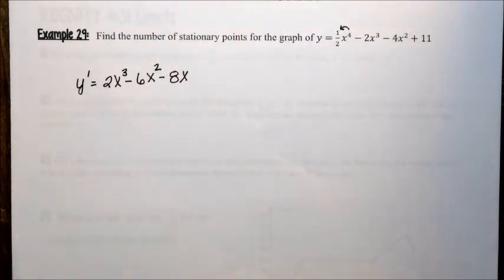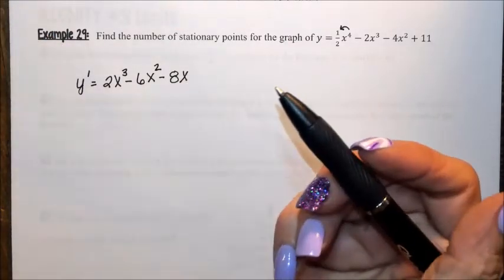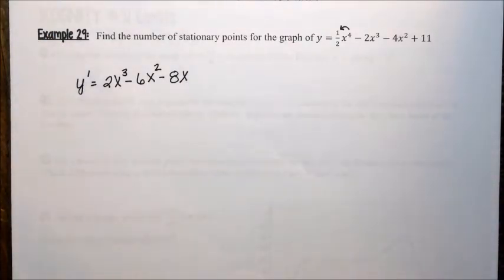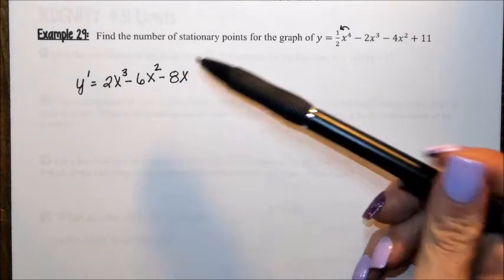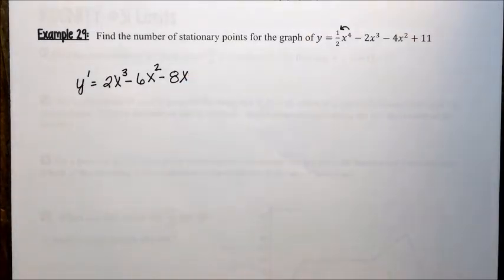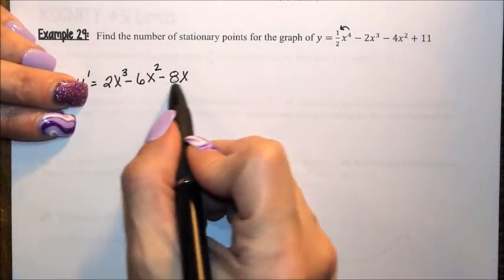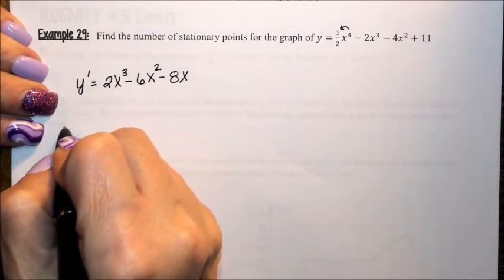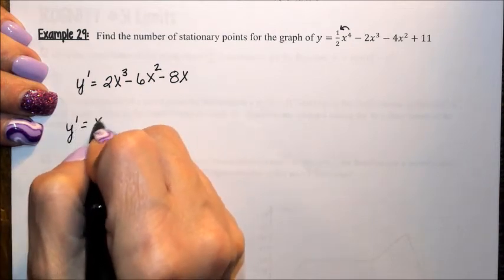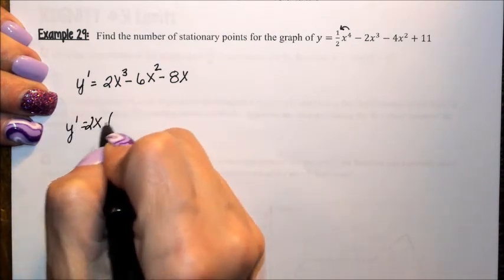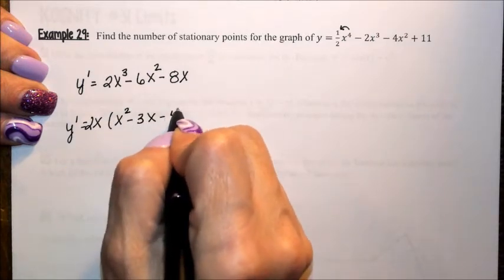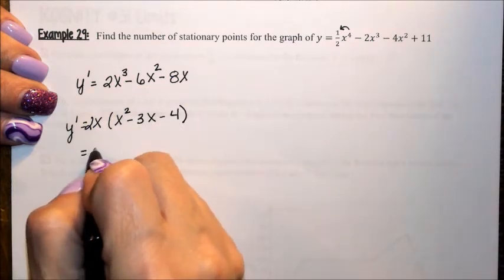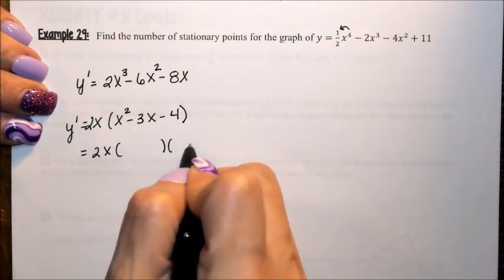I want to know, if I were to graph that, how many turning points it has. So what I'm going to do is factor this and try to figure it out. Now, there are 2 ways to factor it. Algebra people, you are going to factor out an x. So let's do y prime equals, factor out, actually 2x. You're going to have x squared minus 3x minus 4. And then you're going to say 2x, and you're going to factor that.